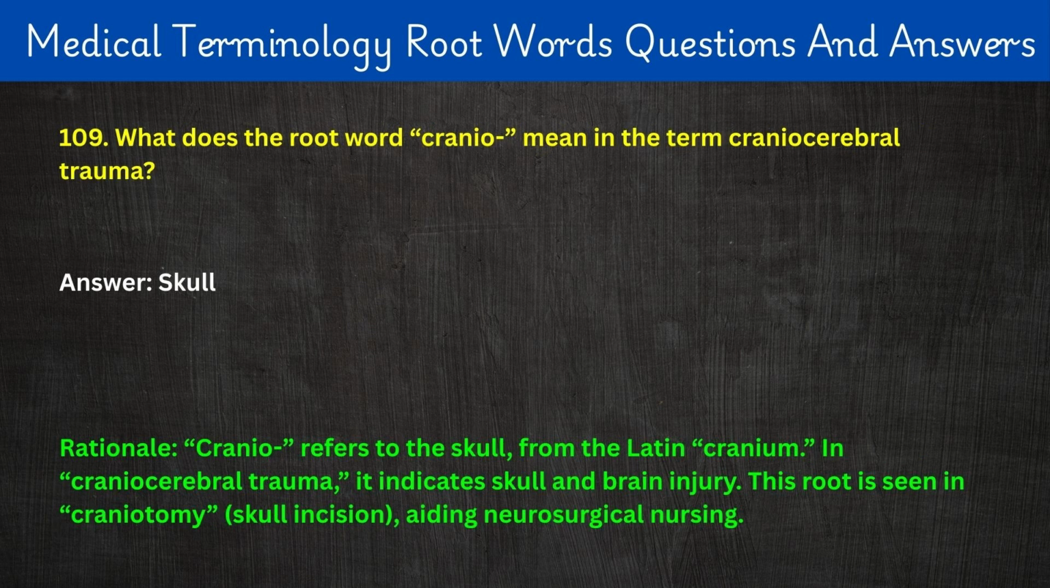109. What does the root word cranio- mean in the term craniocerebral trauma? Answer: skull. Rationale: Cranio- refers to the skull, from the Latin cranium. In craniocerebral trauma, it indicates skull and brain injury. This root is seen in craniotomy, skull incision, aiding neurosurgical nursing.